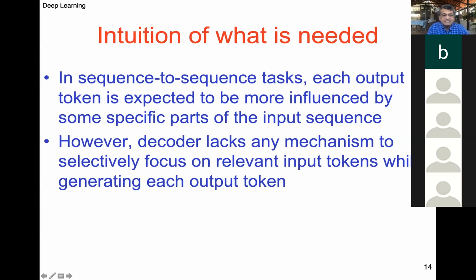Okay, so that's what it's saying. So I guess that's being said in this slide. In a sequence-to-sequence task, each output token is expected to be more influenced by some specific parts of the input sentence and not by the whole thing. Also, there is one more thing that is lacking in the sequence-to-sequence model: the decoder lacks any mechanism to selectively focus on relevant input tokens while generating each output token. So I guess those are related topics. It is saying which input words to focus on while generating an output word.